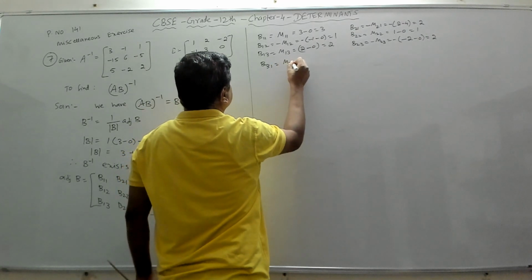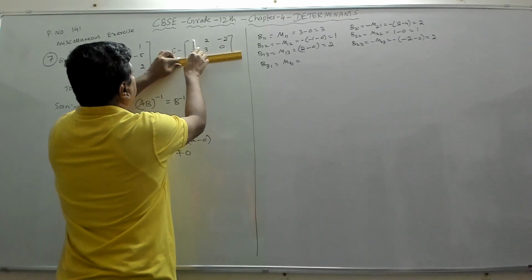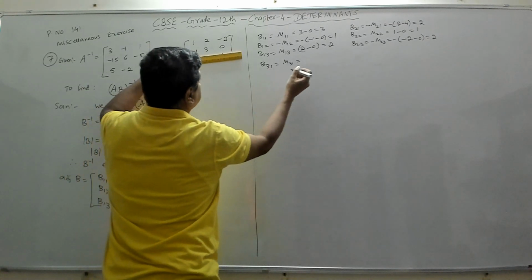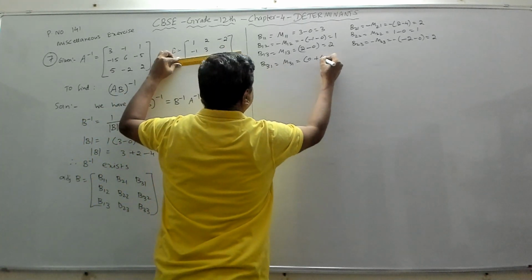B31 is M31. That is equal to, now take this element, close this particular row, this particular column. 2 into 0, 0. Minus 3 into minus 2 is minus 6, so it will become plus 6.